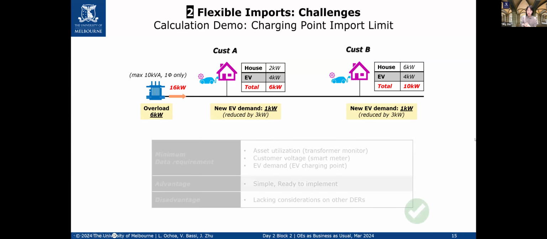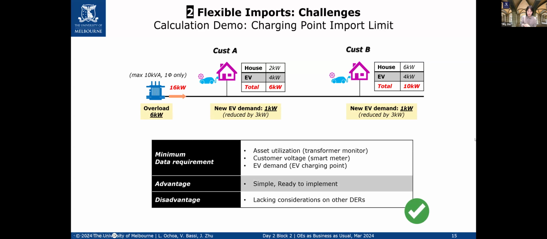If we consider equal allocation in this case, because both EVs are charging at 4 kilowatts, this overload of 6 kilowatts will be equally allocated to customer A and B. And in this case, this transformer is now within the limit. There's no more congestion issue.